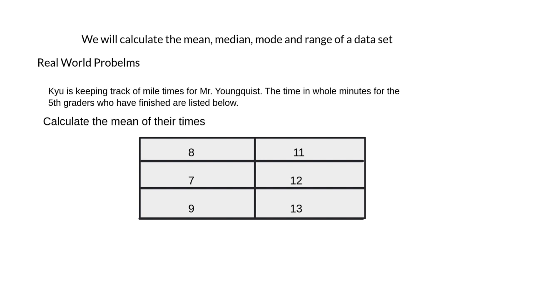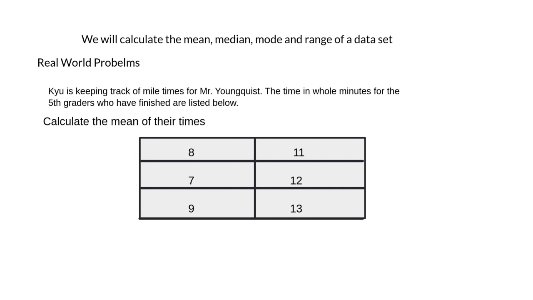I'm going to read the problem first. Caillou is keeping track of mile times for Mr. Youngquist. The time in whole minutes for the fifth graders who have finished is listed below. So we have a couple students who have finished already, and here are their mile times. They are not in any certain order in this little table, but our job is to calculate the mean of their times. And if you remember from Monday, mean is the average of a data set. It's like we're adding up all the numbers and we're going to find the middle of them. We're going to level them out.